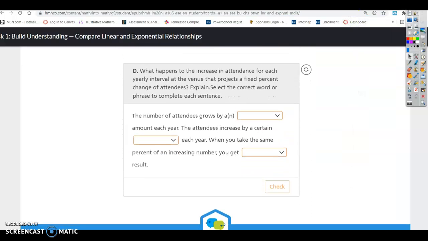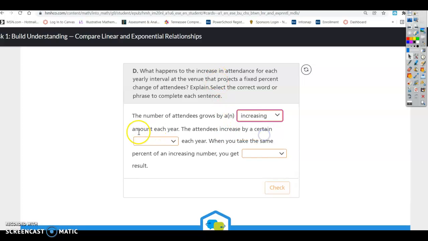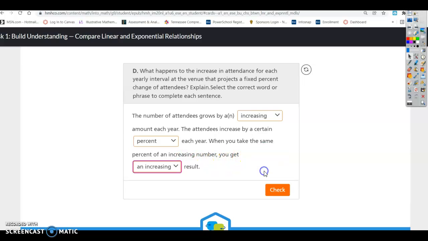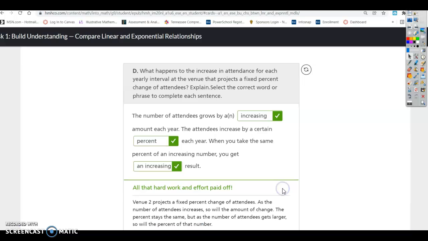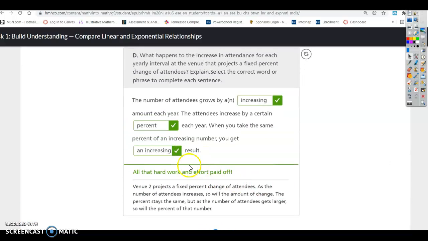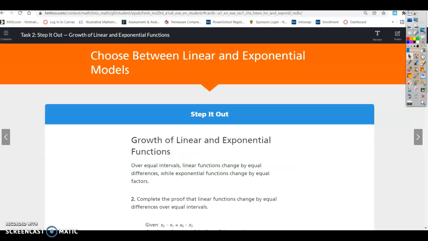All right, so the number of attendees grew by an increasing amount each year. The attendees increased by a certain percent, not a common difference, and when you take the same percent of an increased number, you get an increasing result. And that's what produces the exponential function. All right, that's all for task 1. If you have any questions, please let me know.